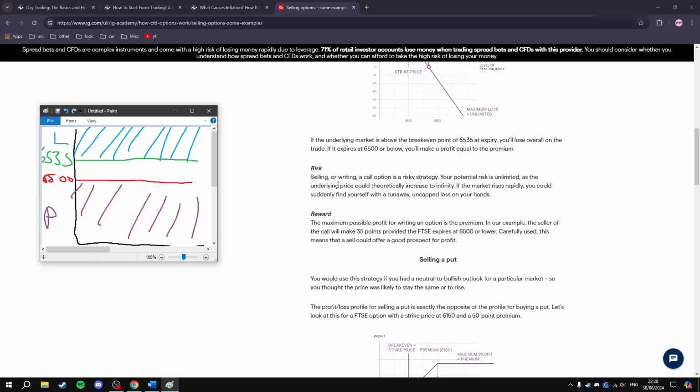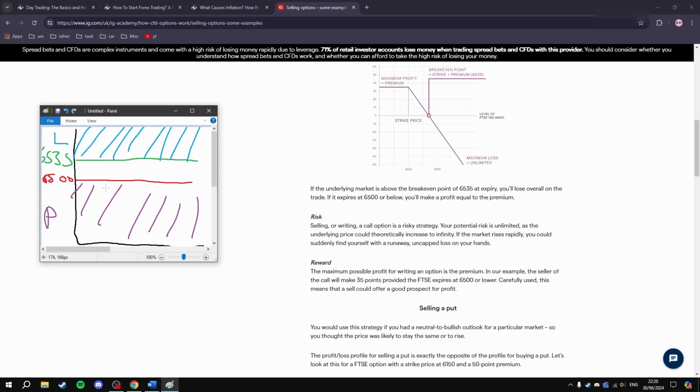Risk. Selling or writing a call option is a risky strategy. Your potential risk is unlimited, as the underlying price could theoretically increase to infinity. If the market rises rapidly, you could suddenly find yourself with runaway, uncapped losses on your hands. Reward. The maximum possible reward for writing an option is the premium. In our example, the seller of the call will make 35 points provided the FTSE expires at 6500 or lower. Carefully used, this means that a sell could offer a good prospect for profit.